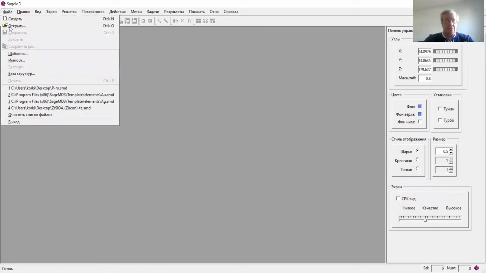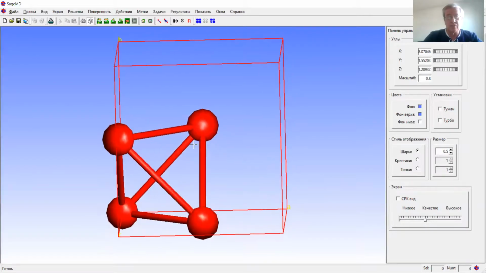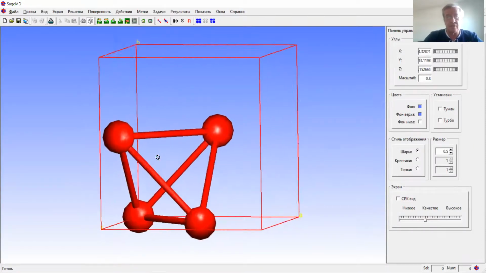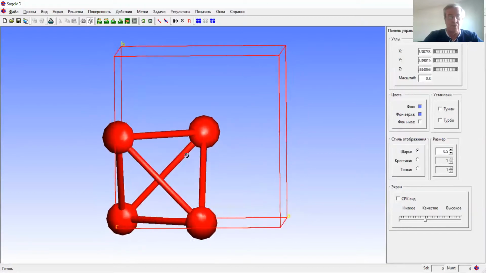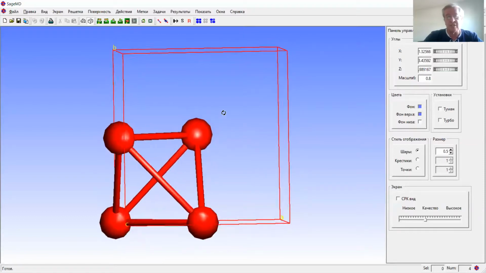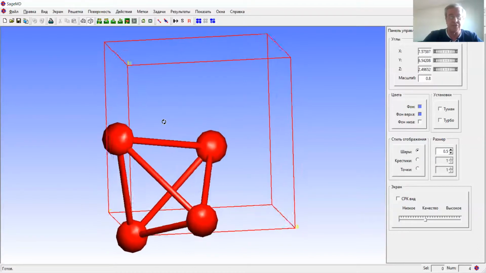So first example, oh, by the way, I use a Russian version, but you can easily find the corresponding items if you use English version. So okay, first example is structure of gold. Okay, so that is the unit cell. If you look at the unit cell, you may think that the atoms have only 3 neighbors, but it's only in a unit cell. So if we multiply the unit cell, we see real coordination. Let's just first check the unit cell.